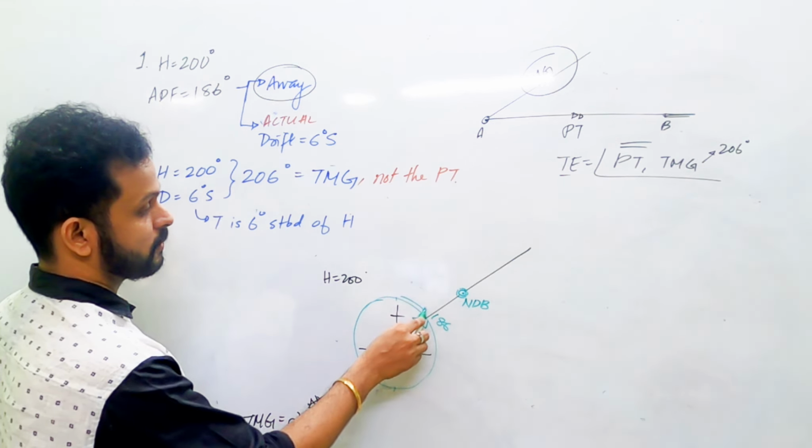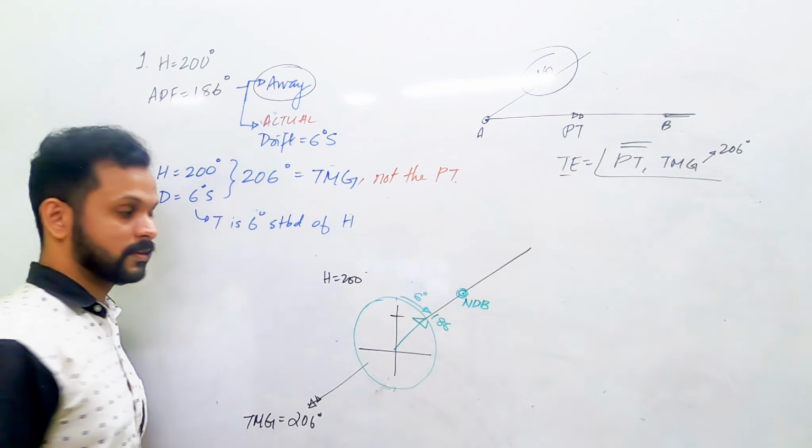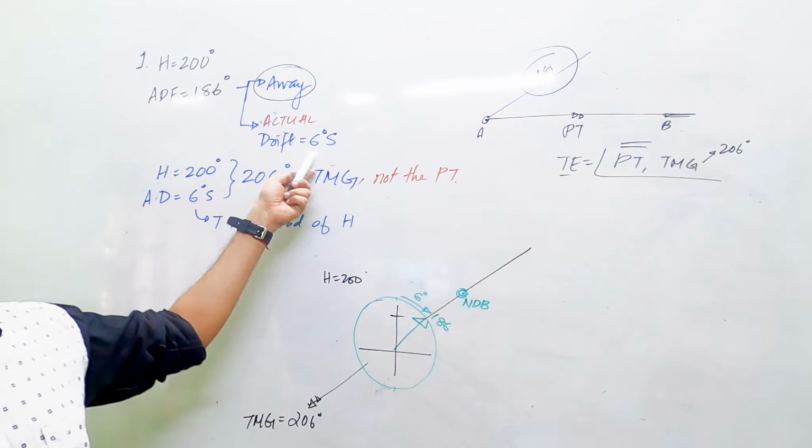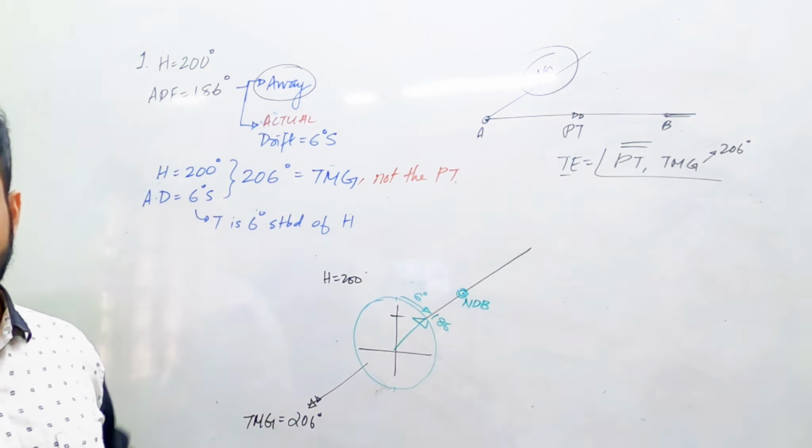Therefore, what is this angle here? This angle is 6 degrees. What is that? That's the drift. We have 6 degrees of starboard drift here, which we already have. Heading, track starboard of the heading.